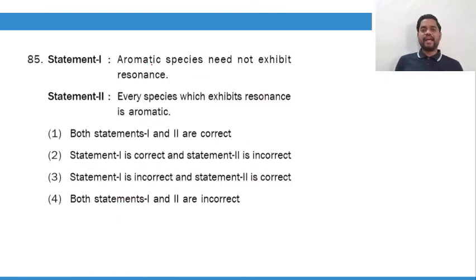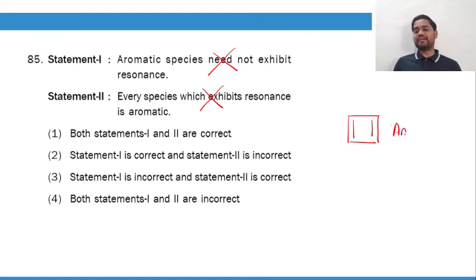85. Aromatic species need not exhibit resonance. Absolutely wrong answer. It has to be a resonance. Every species which exhibits resonance is aromatic. Absolutely wrong. Resonance is a condition for definitely showing aromaticity, but that doesn't mean each and every resonating compound should be aromatic. For example, cyclobutadiene. If you see this compound, it shows proper resonance, but this compound does not exist because it is what? Anti-aromatic. So resonance does not mean aromaticity.